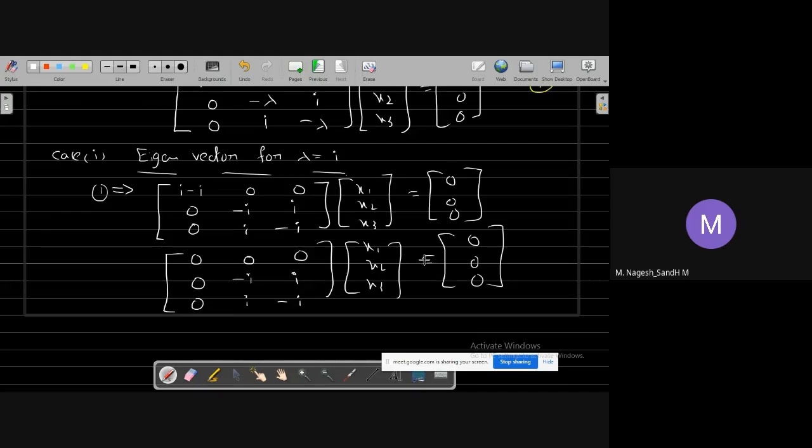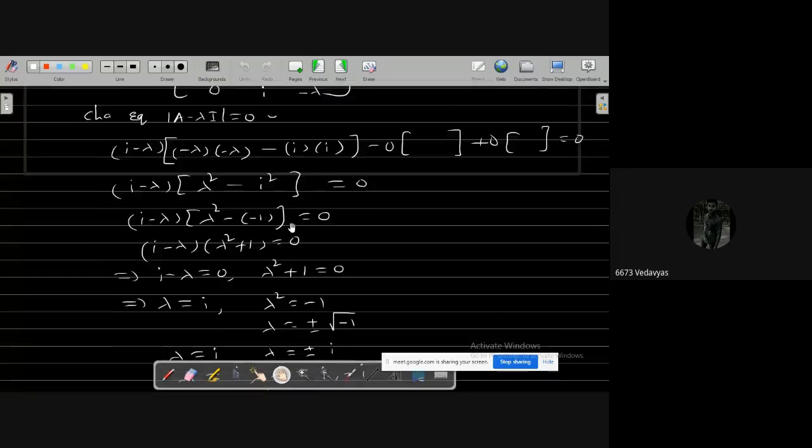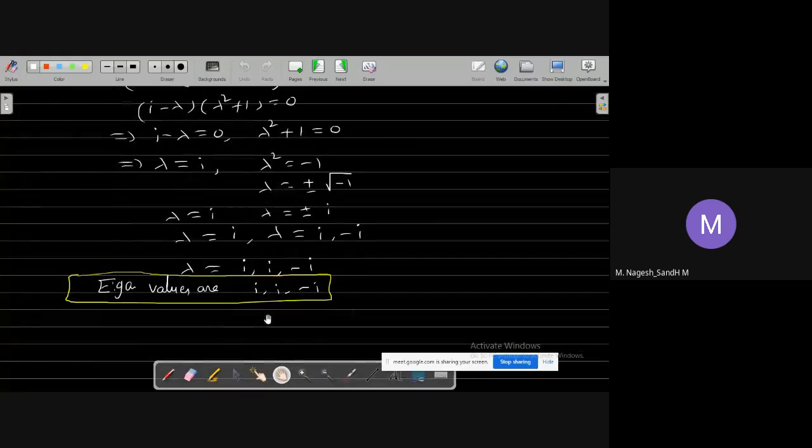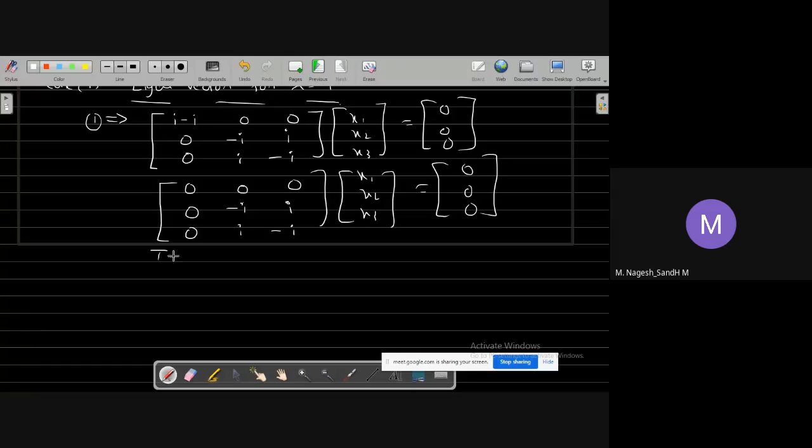So now, is i repeated or not? Yes, sir, repeated. For a repeated eigenvalue, yesterday how many equations were taken? One equation. Very good. So since i is repeated, you have to take one equation, the last one. So what is the last equation?